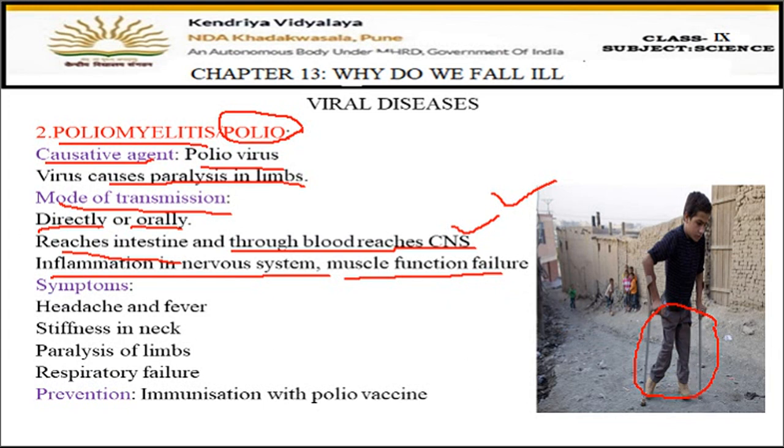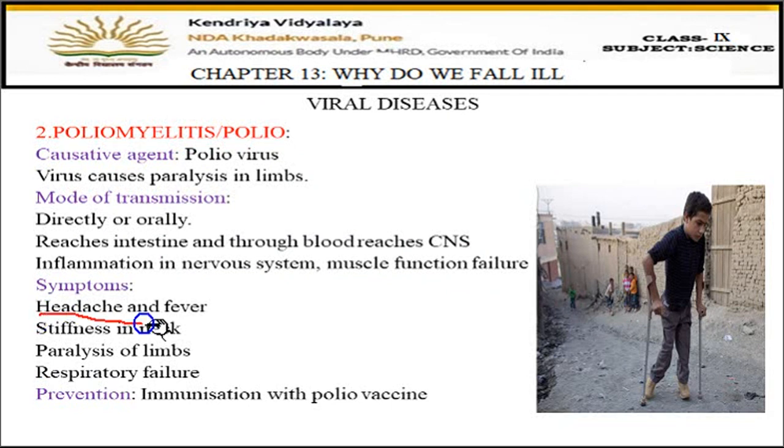And now what are the symptoms? The first symptom is headache and fever, then stiffness in the neck. It is difficult for the patient to do neck rotations. Then paralysis of the limbs. Paralysis means there is no proper blood supply to this area, and the muscles of the limbs, legs or hands, get very weak, so the person gets paralyzed. Then respiratory failure. There will be a problem in respiration also.